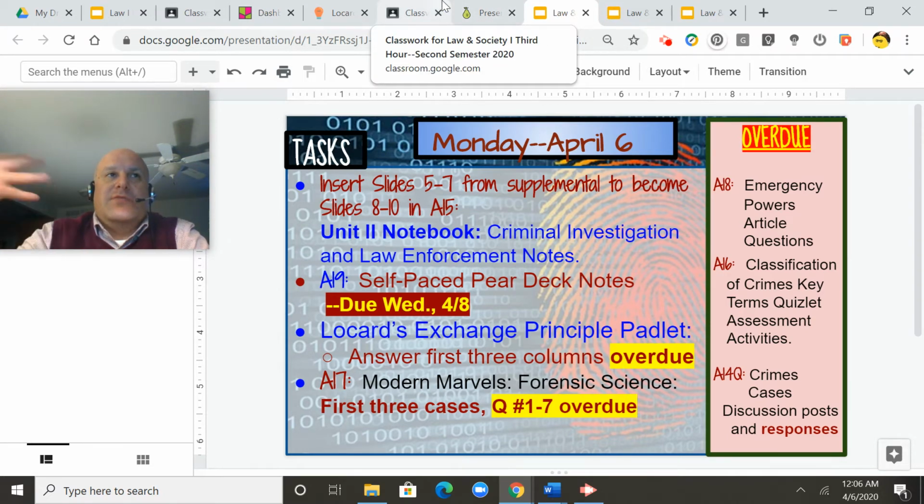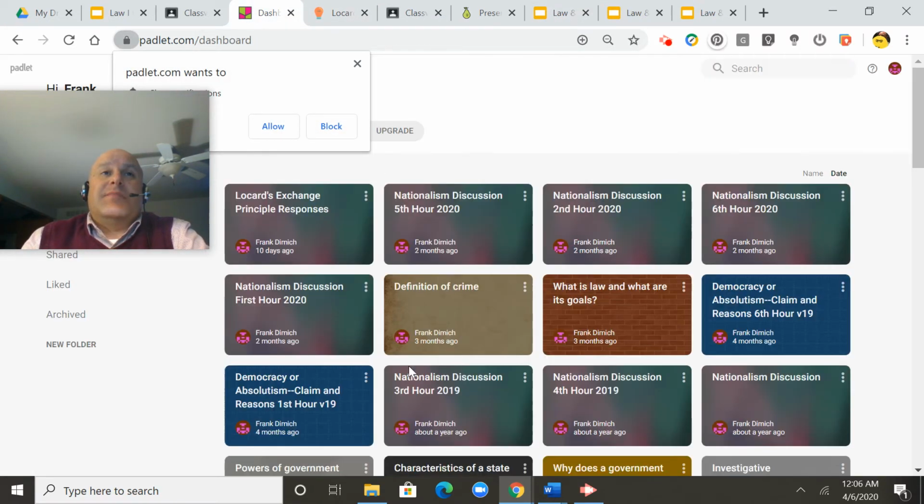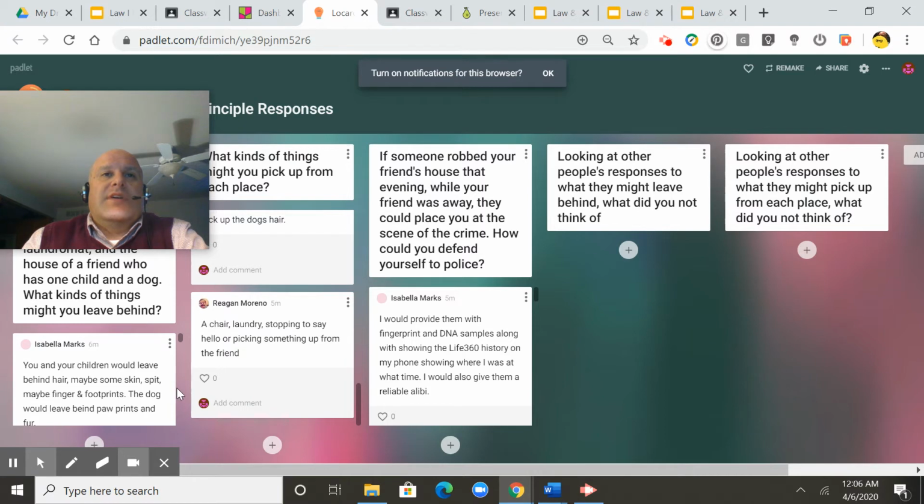You take things with you, you leave things at the crime scene, in addition to some other key elements of the amendments 4 through 8 and so on. So I've done the Padlet. You need to do it, and some of you haven't done it, and some of you I need to put in here. You need to look at these now and answer the other 2.